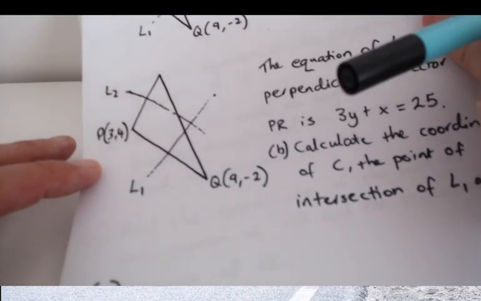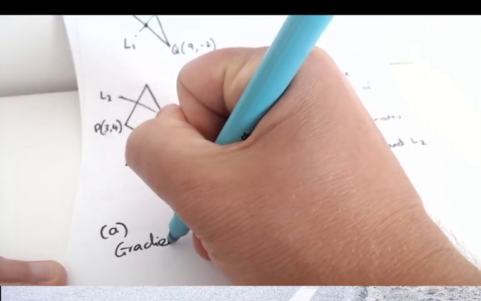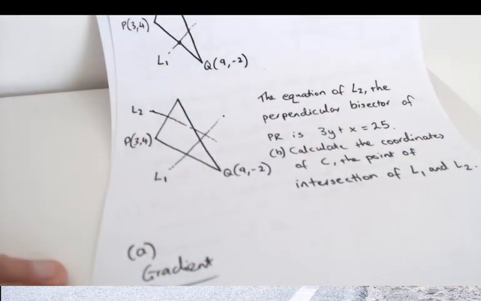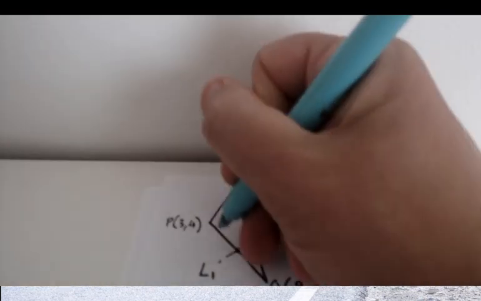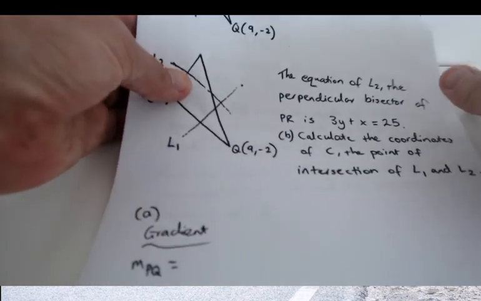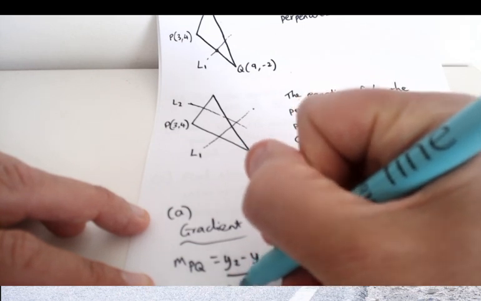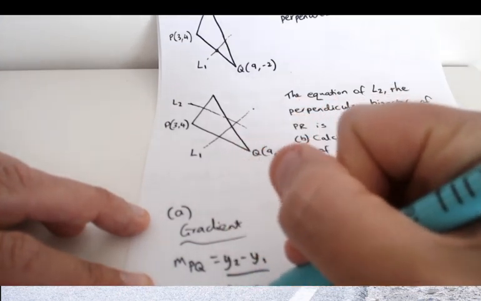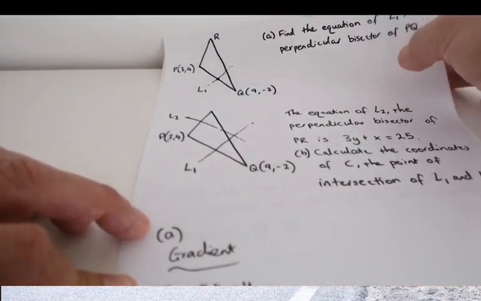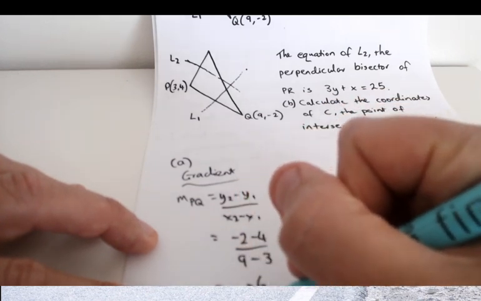Right, so first things first, we'll get the gradient. So I want the gradient of PQ. So it's a perpendicular bisector of PQ, so I need the gradient of PQ to start with. So using my gradient formula and using the 2 points that I've been given, that will give me minus 2 take away 4 over 9 take away 3, which will be minus 6 over 6, which is minus 1.